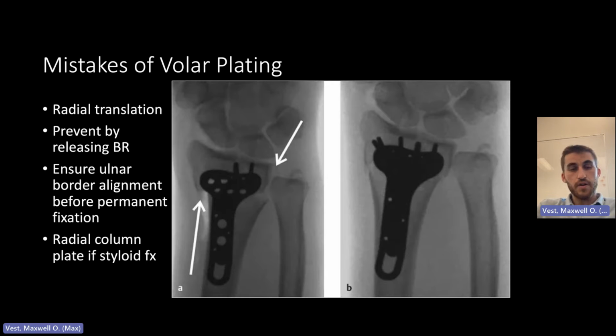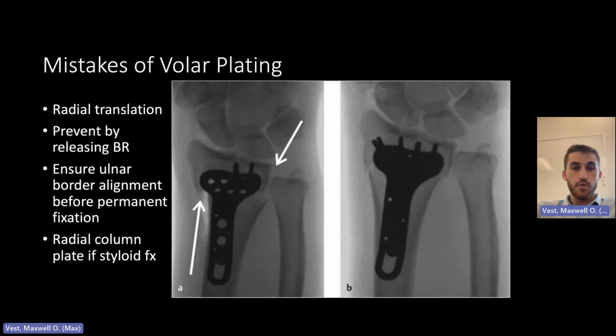And now I just want to talk about a couple mistakes or a couple things to look for with volar plating. And the first is radial translation of the distal fragment. The brachioradialis inserts onto the radial styloid, and there's also radial pull from the first dorsal compartment. And in the extended FCR approach, you do a step lengthening of the brachioradialis to release the pull of the brachioradialis. And there's also the option to release the first dorsal compartment, which runs right over the top of the radial styloid. And this will prevent some of the radial translation.